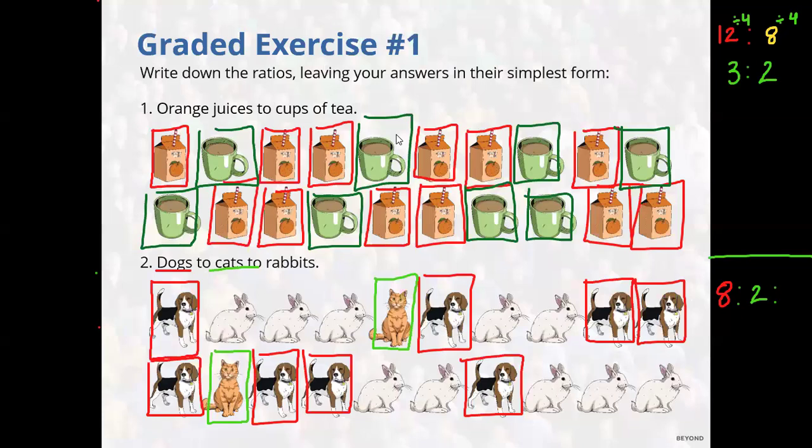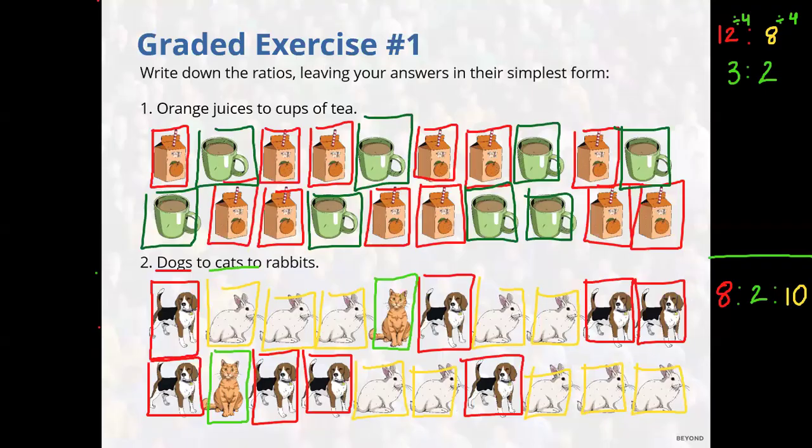All right. Let's do the rabbit. How many rabbits do we have? Let's see. It's gonna be 1, 2, 3, 4, 5, 6, 7, 8, 9, and 10. Very good. So it's gonna be 8 to 2 to 10, right?